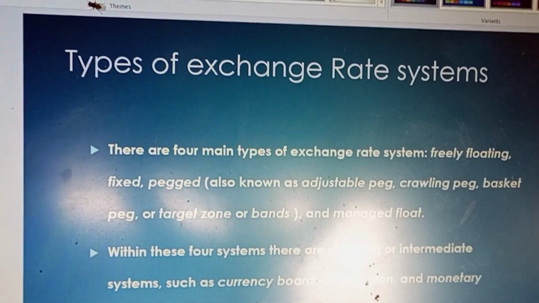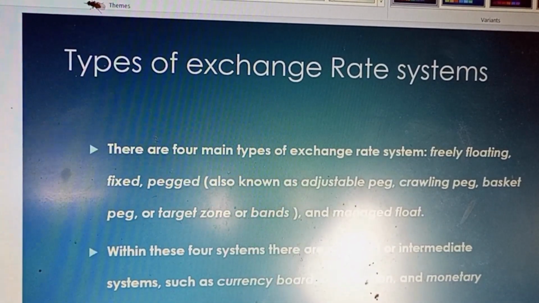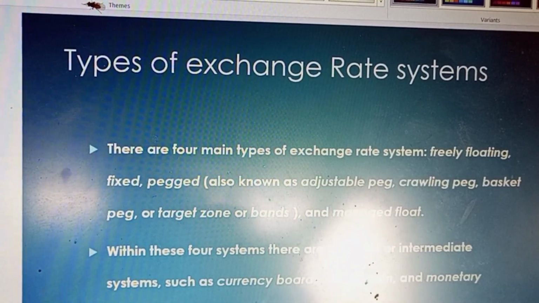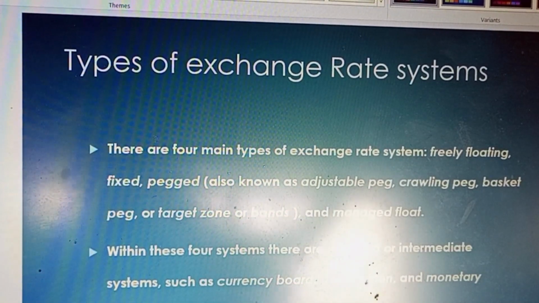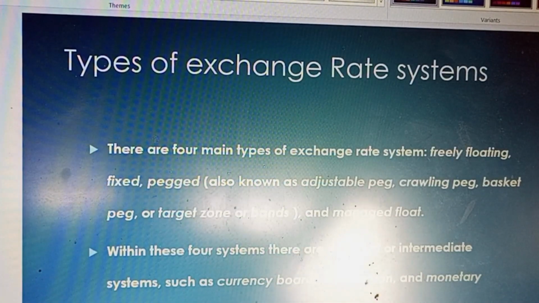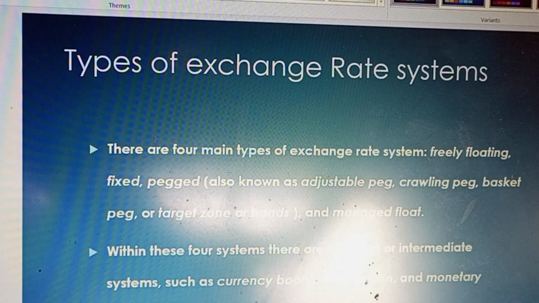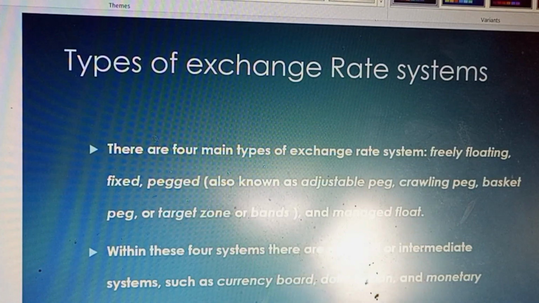We also have what we call the currency board system, but these are only intermediary ones. But the four most important types of exchange rate systems that we have are the fixed exchange rate system, the free floating exchange rate system, the pegged exchange rate system, and the managed floating exchange rate system. These are the four basic ones that we should be looking at.